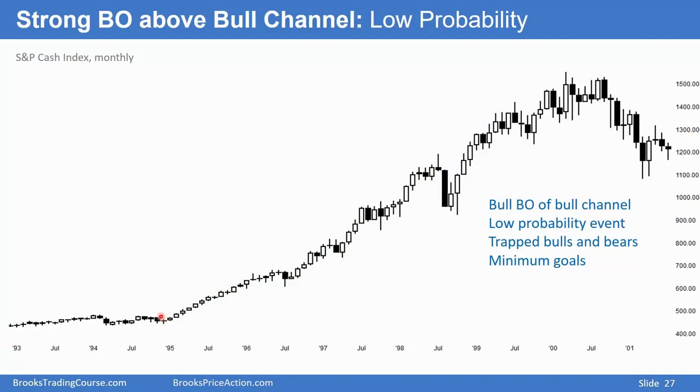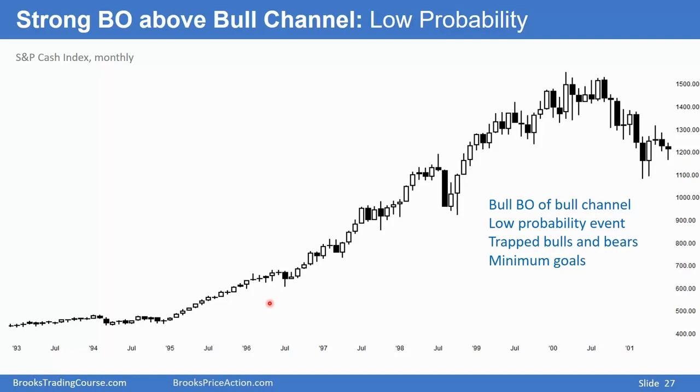Again, remember, we had a bull channel here after the 87 crash, and then a very strong bull breakout. A low probability event. Whenever a low probability event happens, you get bulls trapped out. They're in denial, they don't buy. You have bears trapped in. They're selling above the bear channel, betting that the breakout will fail. So both are trapped, and both are hoping for any kind of a pullback.